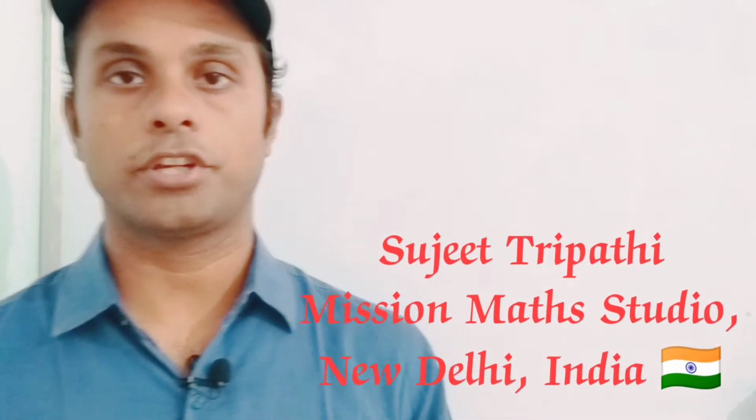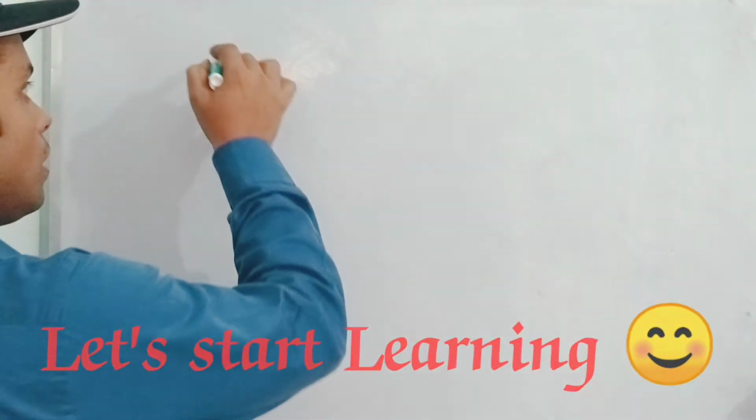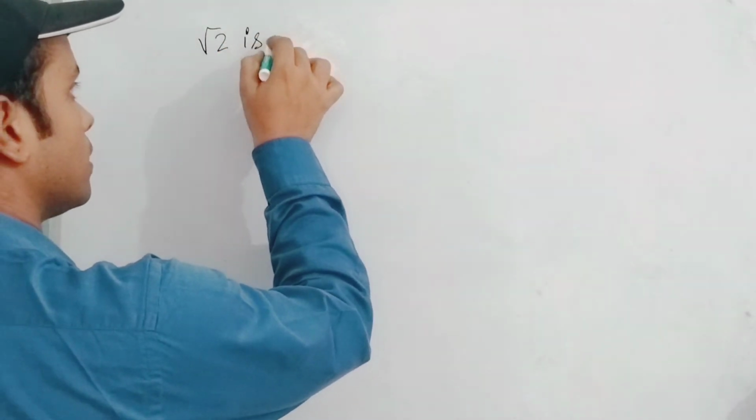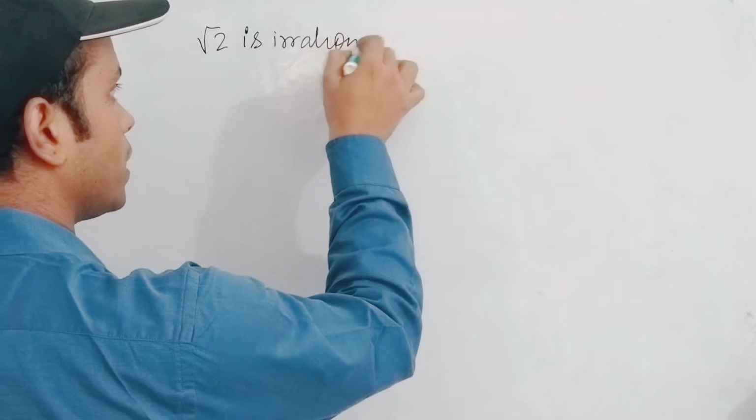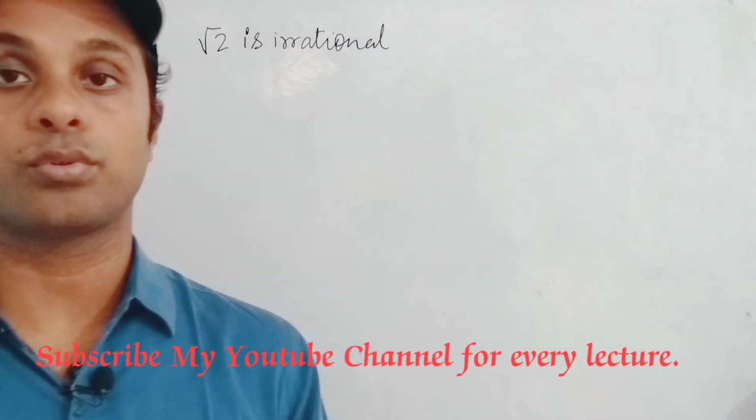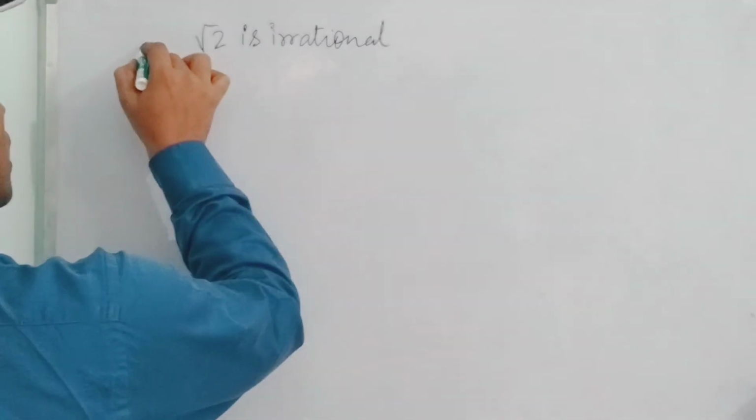I'm here with another lecture for you students, and we are going to discuss today about some irrational numbers, their proving, and revisiting terminating and non-terminating decimals. So let's start. Prove that root 2 is irrational. Now how to prove that root 2, root 3, root 5, root 6, root 7, root 11, these numbers are irrational? So let's see. Root 2 is irrational.